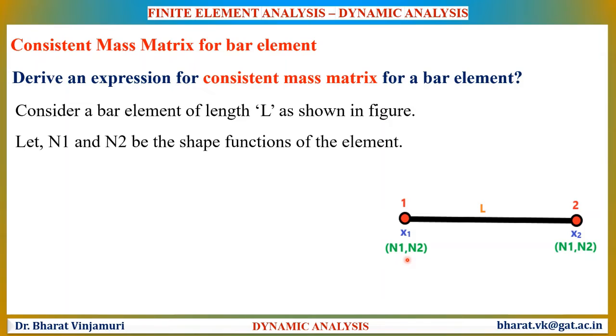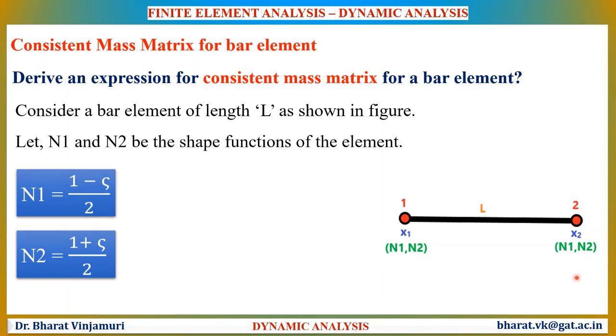Let N1 and N2 be the shape functions of this bar element. As we already know, the shape functions N1 and N2 are given by the equations (1 minus zeta) by 2 and (1 plus zeta) by 2 in natural coordinate form. In matrix representation, N can be given as N1 and N2, as well as N transpose, as shown in this representation.